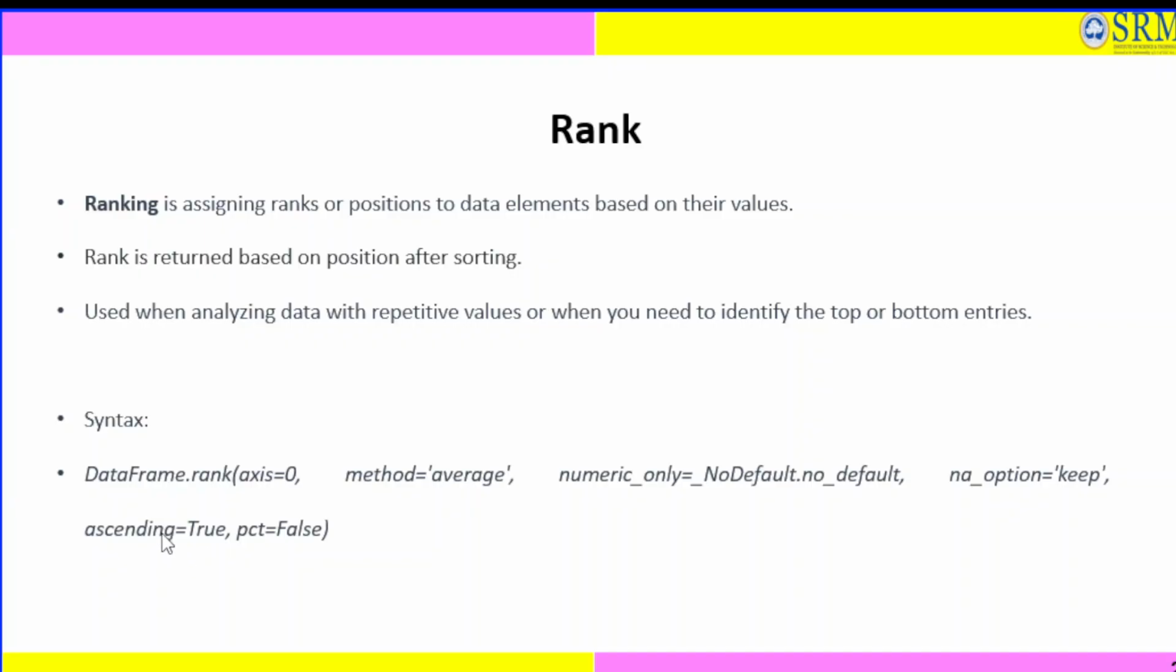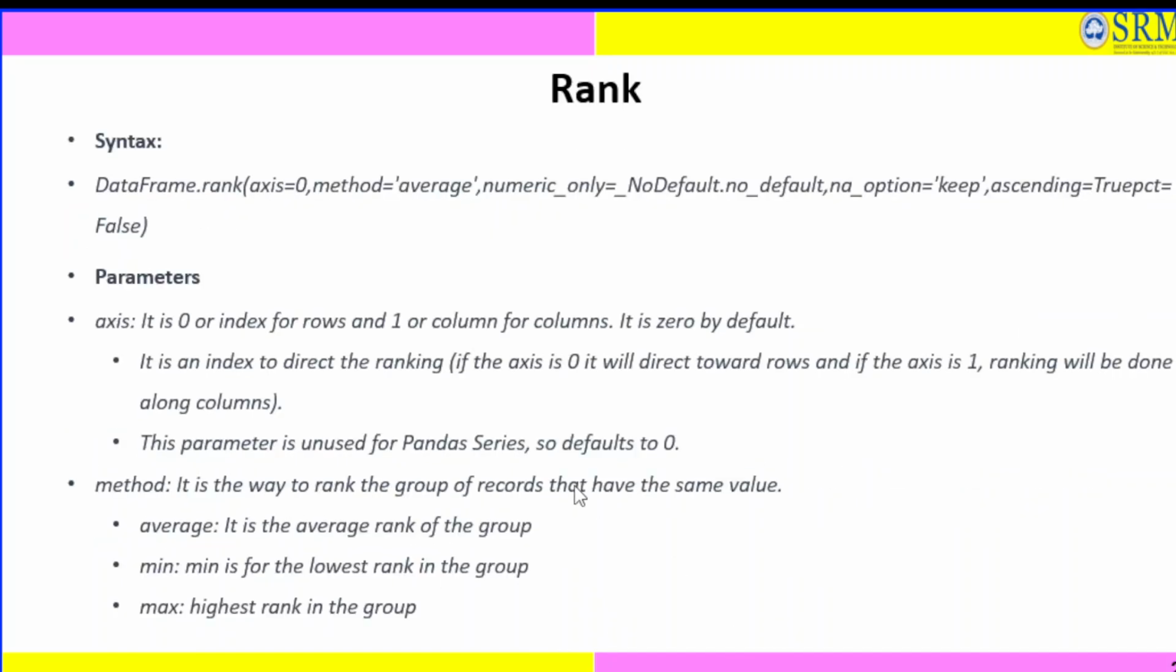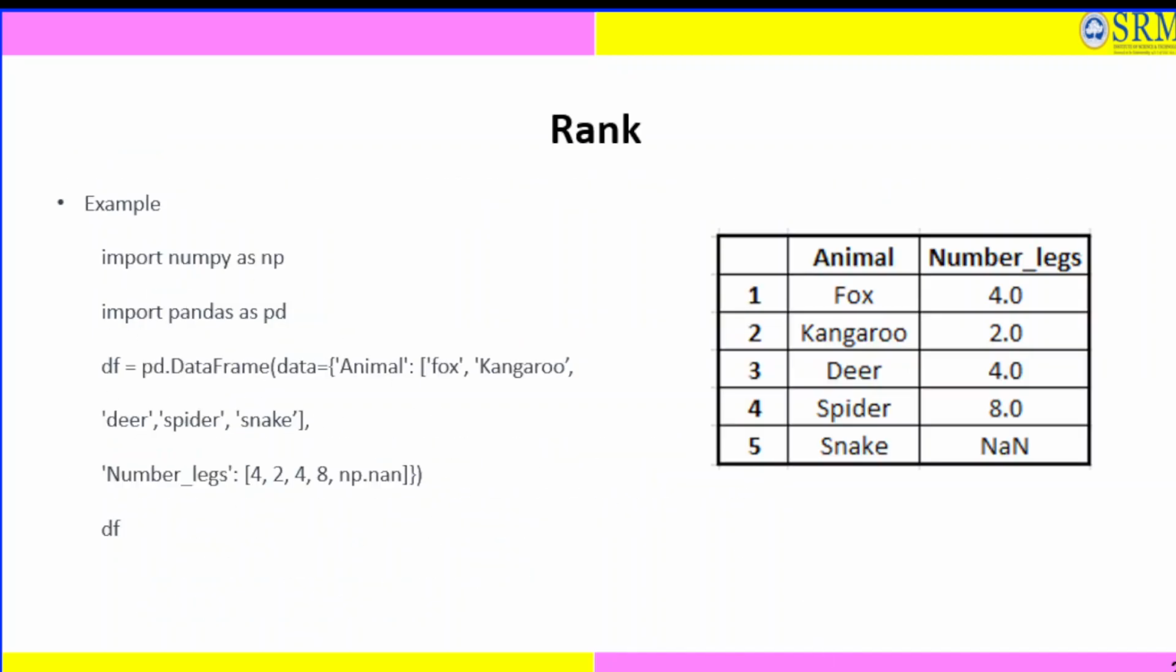In order to use this rank method, we go for DataFrame.rank with the parameters axis, whether it should be row or column, method, which is average by default, numeric_only, na_option, whether you want to keep NaN values or not, ascending or not, and then pct equal to False. So this is the syntax of rank, and the explanation about each and every parameter has been given.